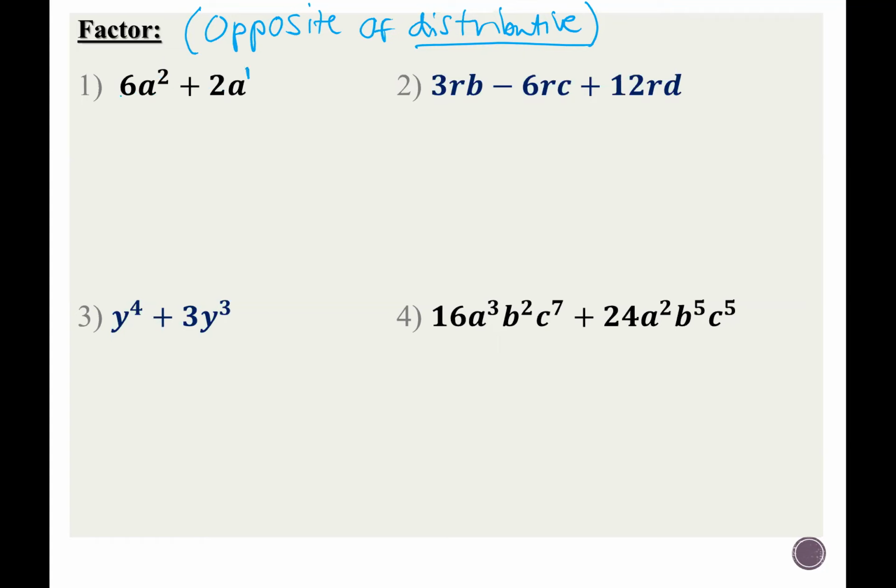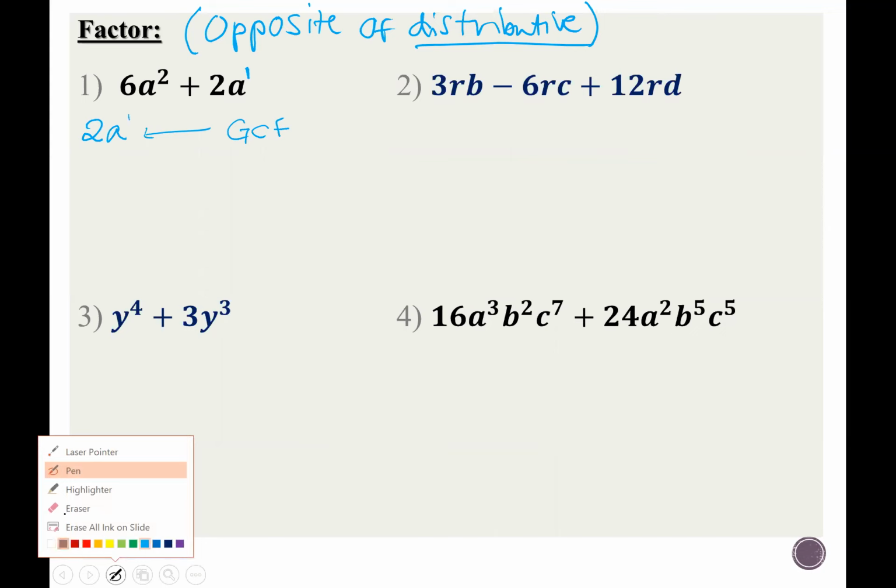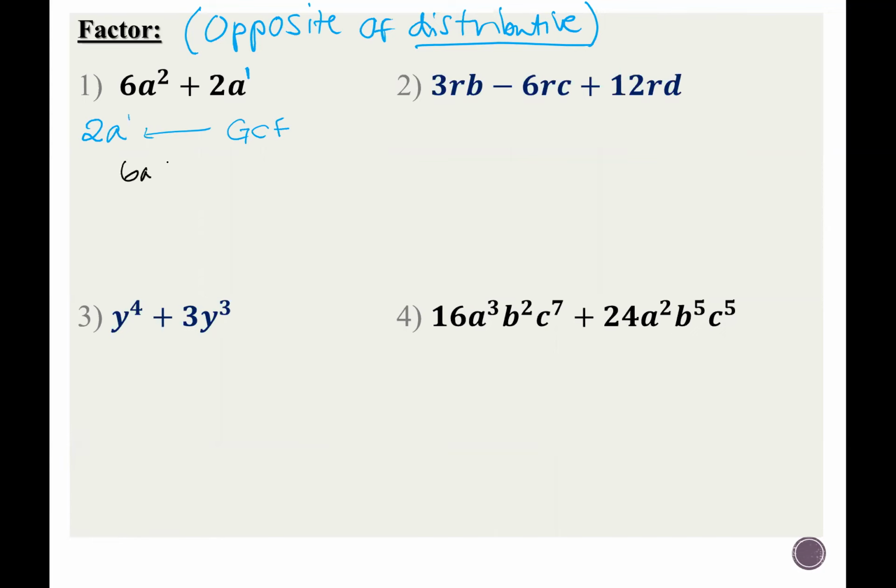Our GCF, let's do the numbers first. Between 6 and 2, the GCF would be 2. And the GCF, or greatest common factor, between a squared or a to the 1, the smallest exponent is that a to the 1. So that is our GCF. So what we're going to do is take our original terms and divide them by the GCF. So we'll divide each term by 2a.